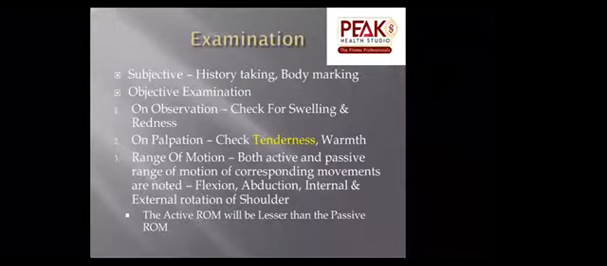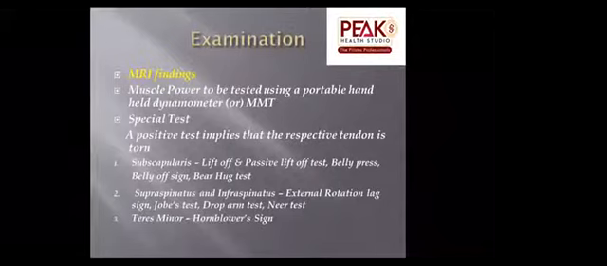Most of them present with active range lesser than passive range. As there is a muscle tear, the active range will be lesser than the passive range. And we need to compare the affected side with the normal, opposite side. Then come the MRI or X-ray findings. Mainly MRI findings will be helpful for classifying whether it is a small, medium, or large tear.